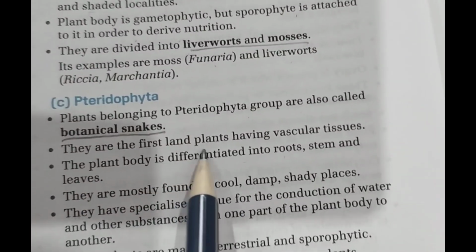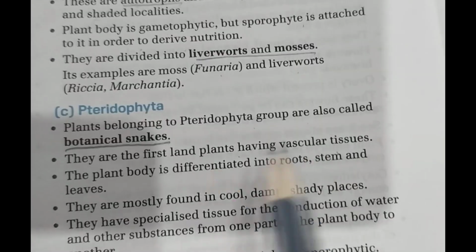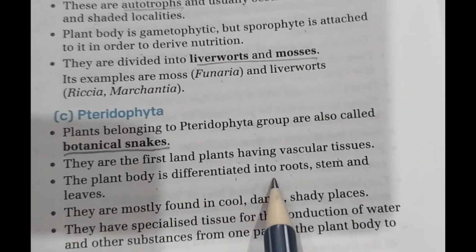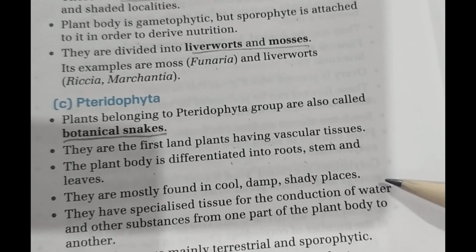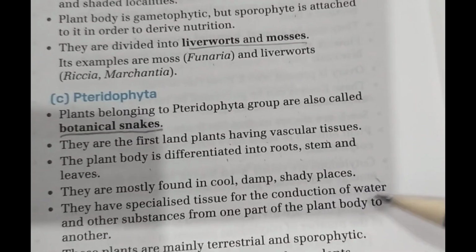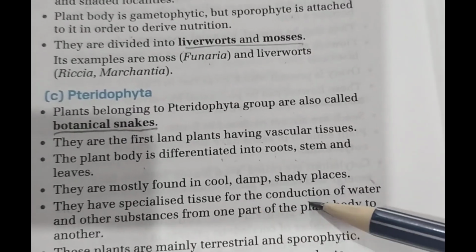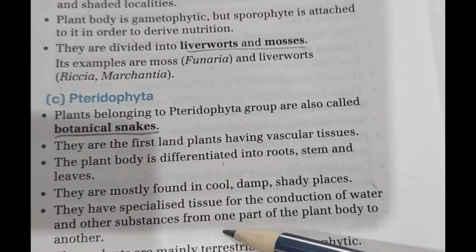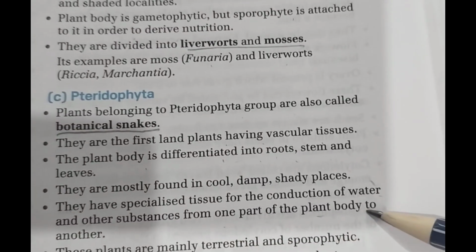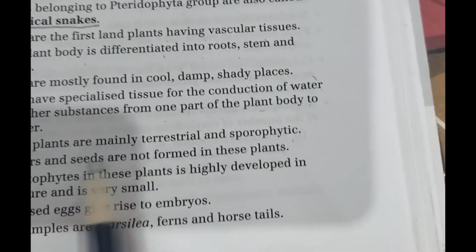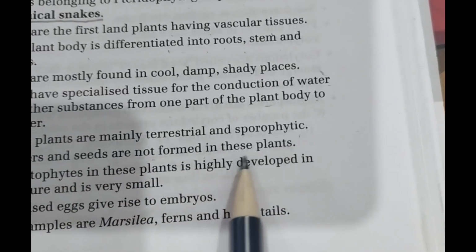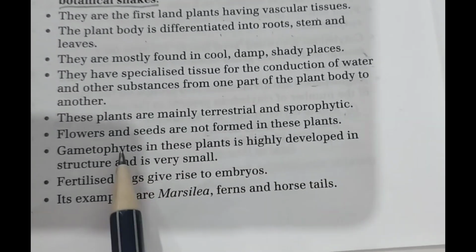These are the first land plants having vascular tissues. The plant is differentiated into root, stem and leaves. They are mostly found in cool, damp, shaded areas. They have specialized tissues for the conduction of water and other substances from one part of the plant to another. These plants are mainly terrestrial. Flowers and seeds are not formed in these plants.